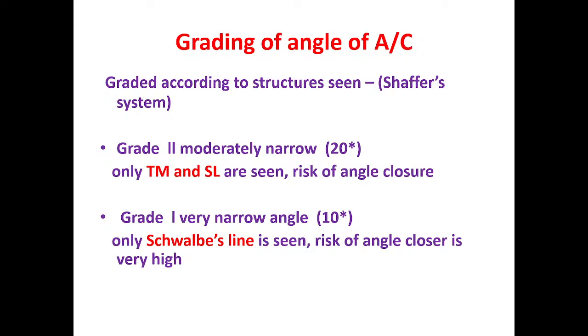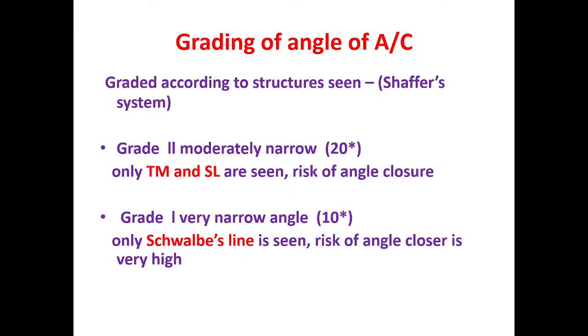And grade 1 is where nothing is visible, you can only see a white line, Schwalbe's line. So now the meshwork is also not visible, so it's a very narrow angle, and the chance of angle closure glaucoma is very high because the meshwork is not open. So the patient may have angle closure glaucoma, and we label it as an angle closure glaucoma suspect. We label these patients as suspect because he is going to have an attack of angle closure glaucoma at any time, because the meshwork is not visible.